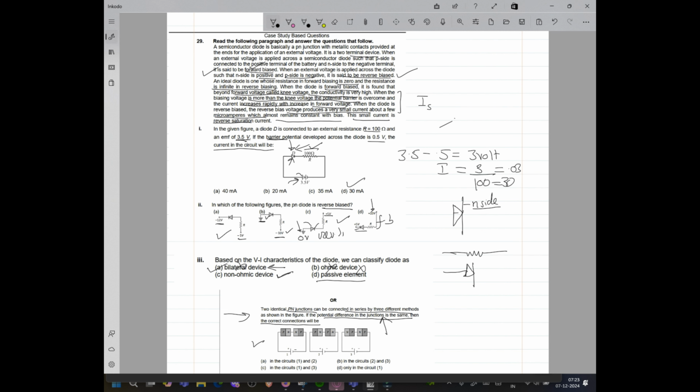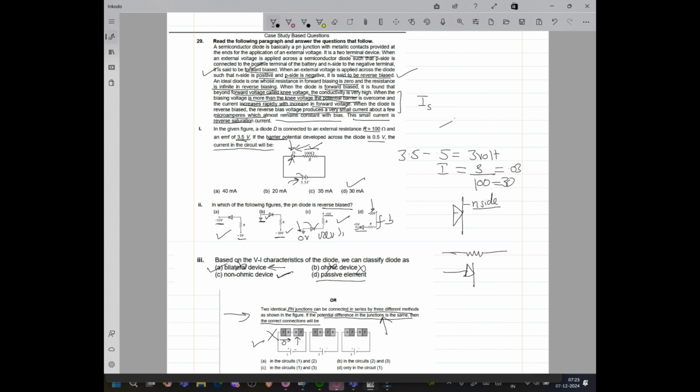Let's look into this. PN. So this is forward biased. There will be actually the barrier potential will vanish after certain voltage, 0 volt. Okay, this is reverse biased, right? So this is reverse biased. So the potential will be very high. So this cannot be included, right?